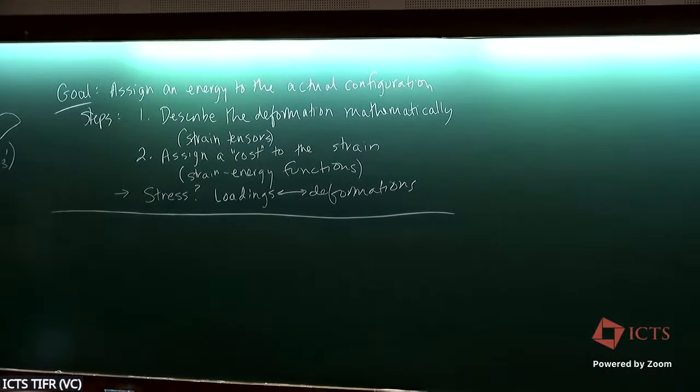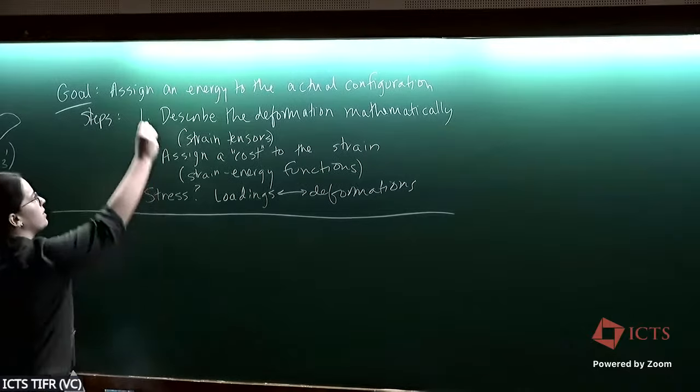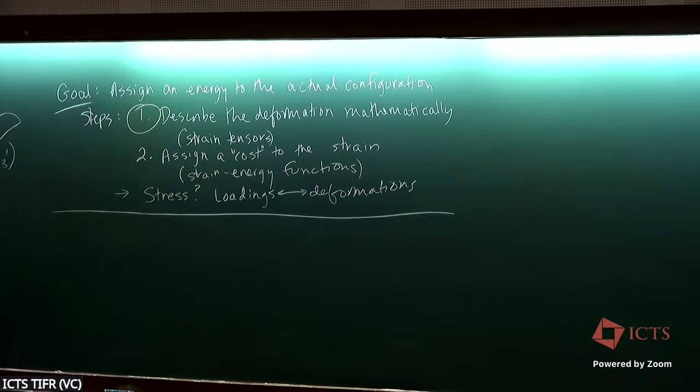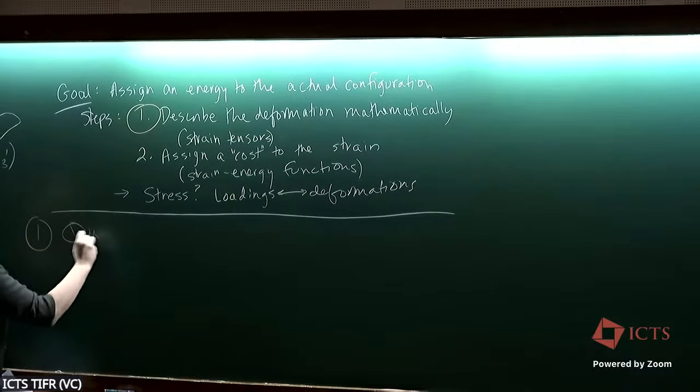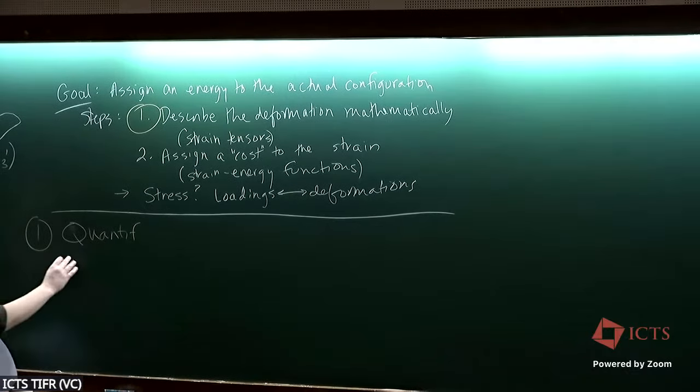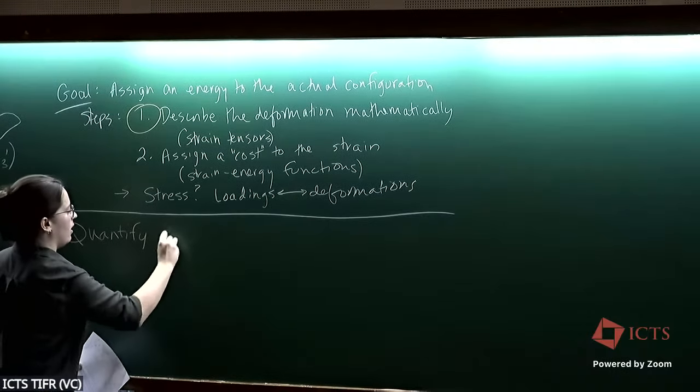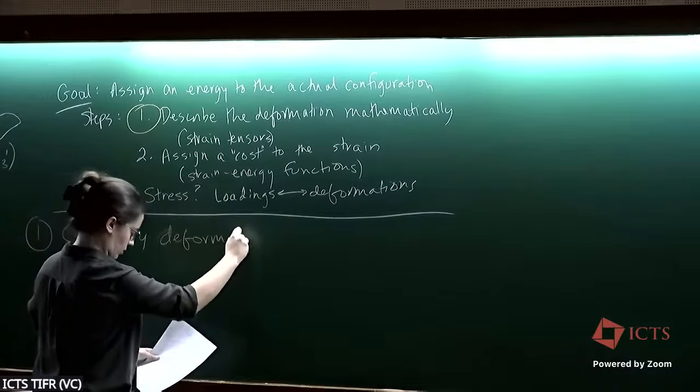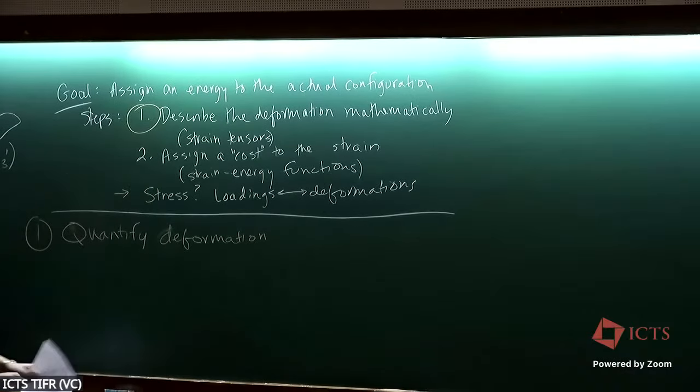So how should we start? This is where we're starting with this step 1, describing the deformation mathematically. So we are going to want to figure out a measure that is not just able to quantify the deformation, but is able to do it in a way that is reasonably efficient and easy for us to work with. And that is going to have some features. We want to figure out something that will be useful in our second goal, which is assigning a cost to this deformation.